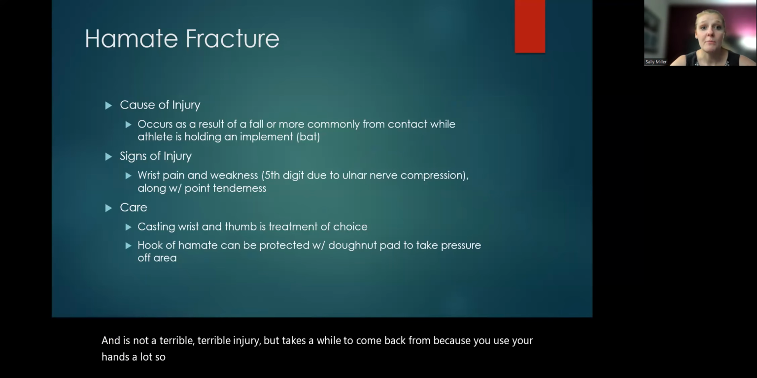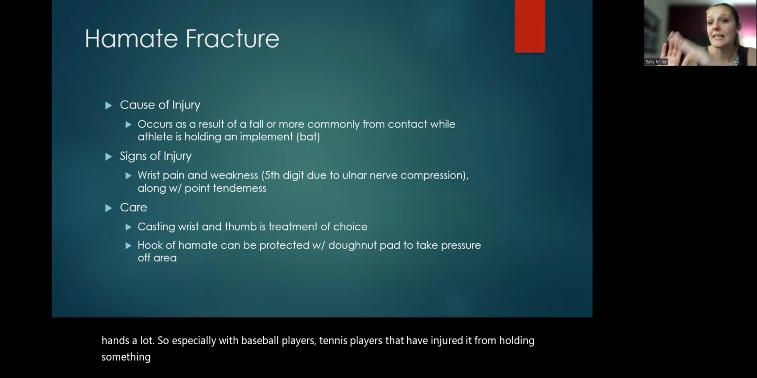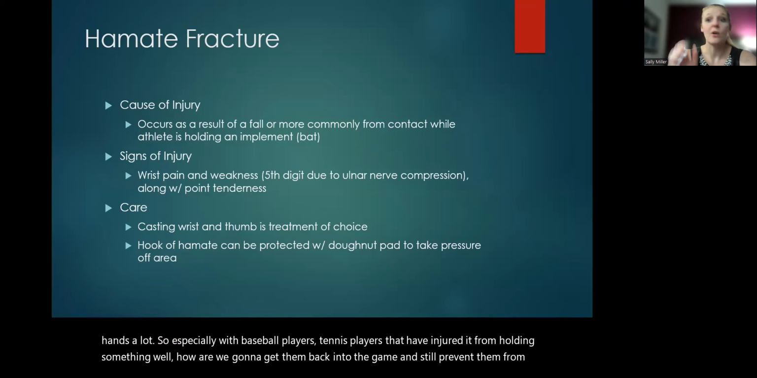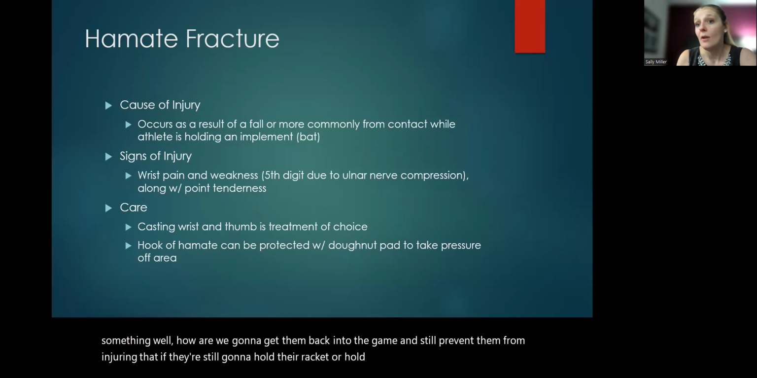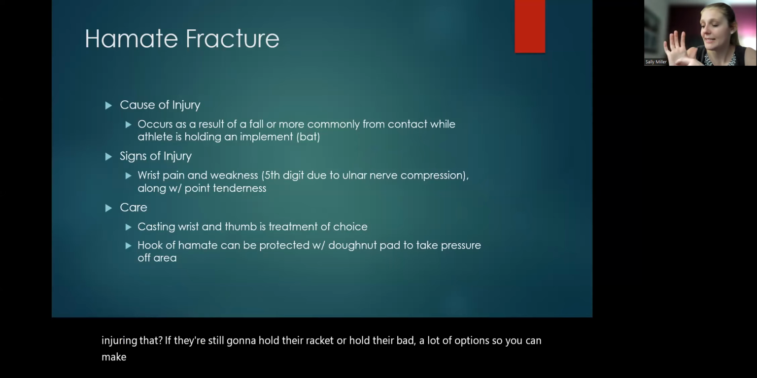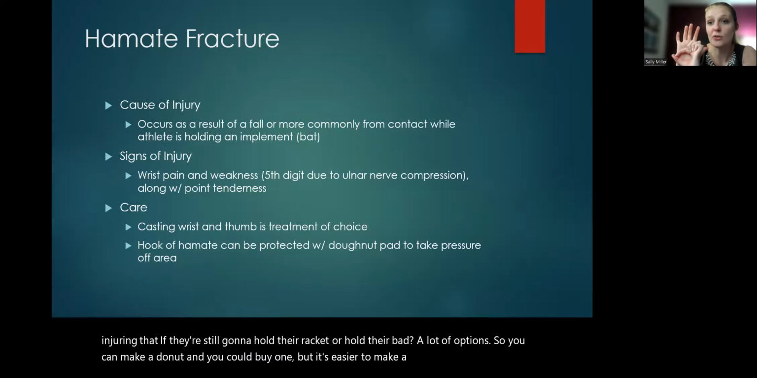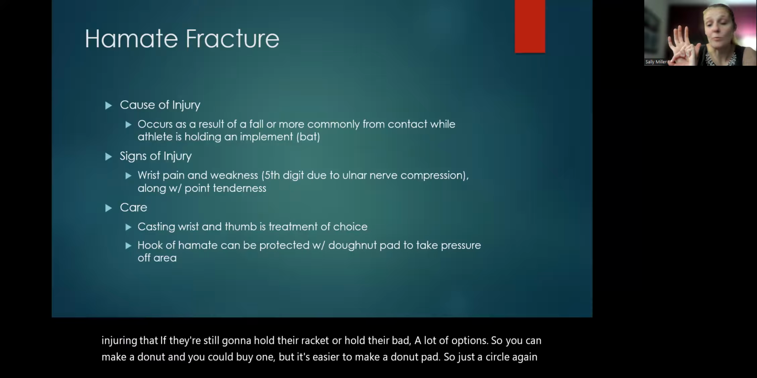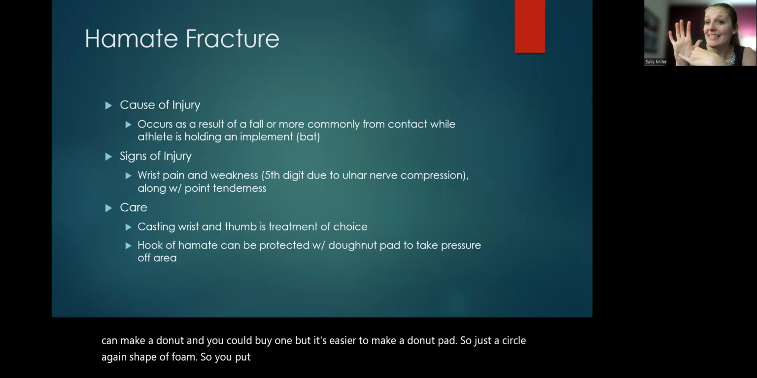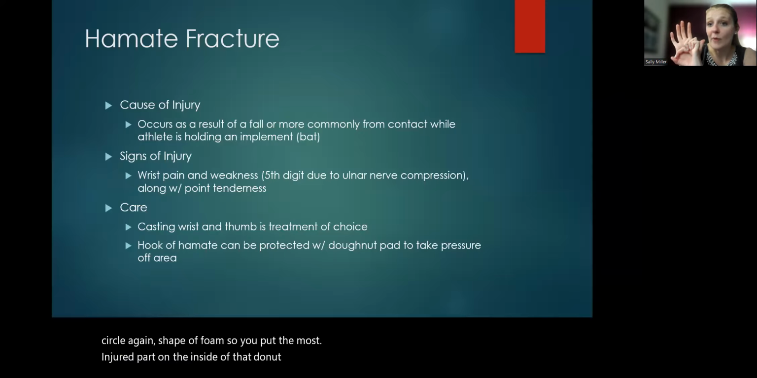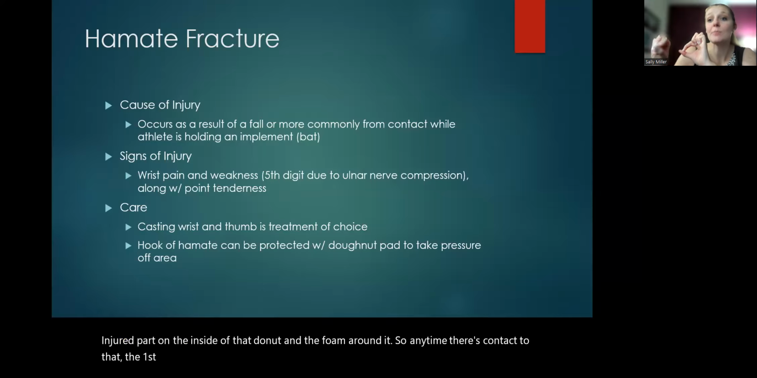So especially with baseball players and tennis players that have injured it from holding something, how are we going to get them back into the game and still prevent them from injuring that if they're still going to hold their racket or their bat? A lot of options. You can make a donut, you could buy one, but it's easier to make a donut pad. So just a circle shape of foam. You put the most injured part on the inside of that donut and the foam around it. So anytime there's contact, the force is dispersed onto the donut while the inside structures are still allowed to rest.